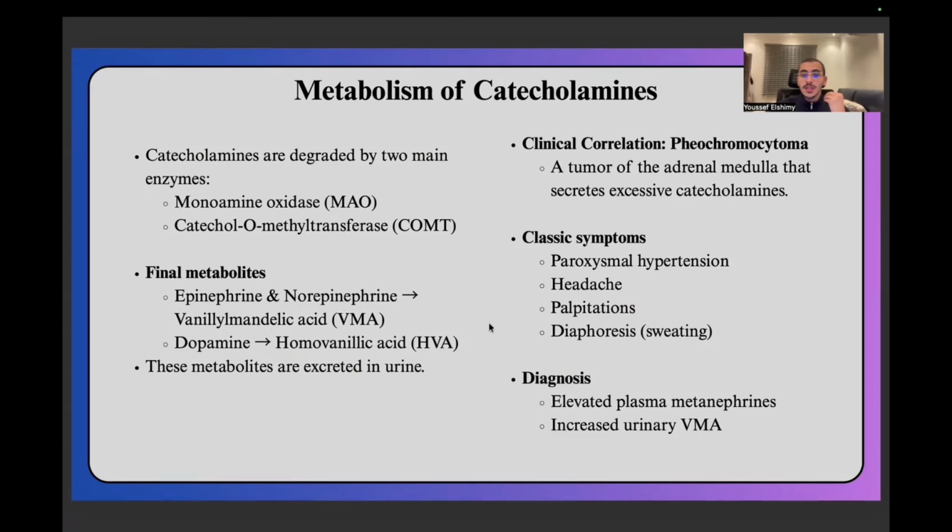Why is it clinically important? Because there's a condition in which there's a tumor of the adrenal medulla or the chromaffin cells, in which there's excess production of catecholamines, and if these catecholamines are produced excessively, there would be a lot of metabolism, and you would find elevated levels of VMA in the urine. But we're going to talk about it more in a few slides.